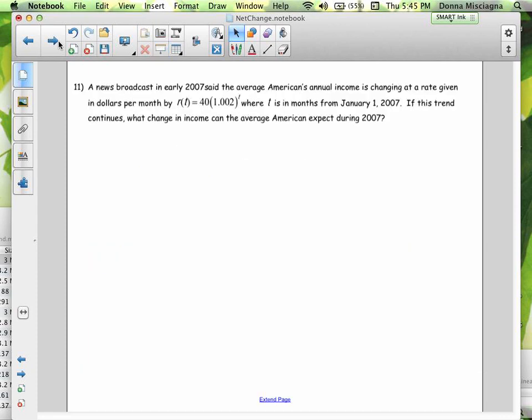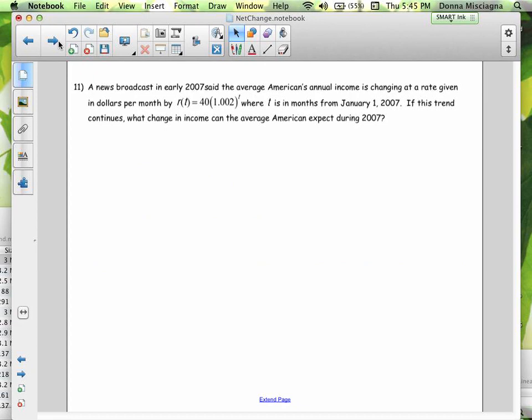A news broadcast in early 2007 said the average American's annual income is changing at a rate. I see a rate. What does that mean? It's the derivative. Given in dollars per month by R(t) equals 40 times 1.002^t, where t is in months from January 1st, 2007. If this trend continues, what change in income can the average American expect during 2007?